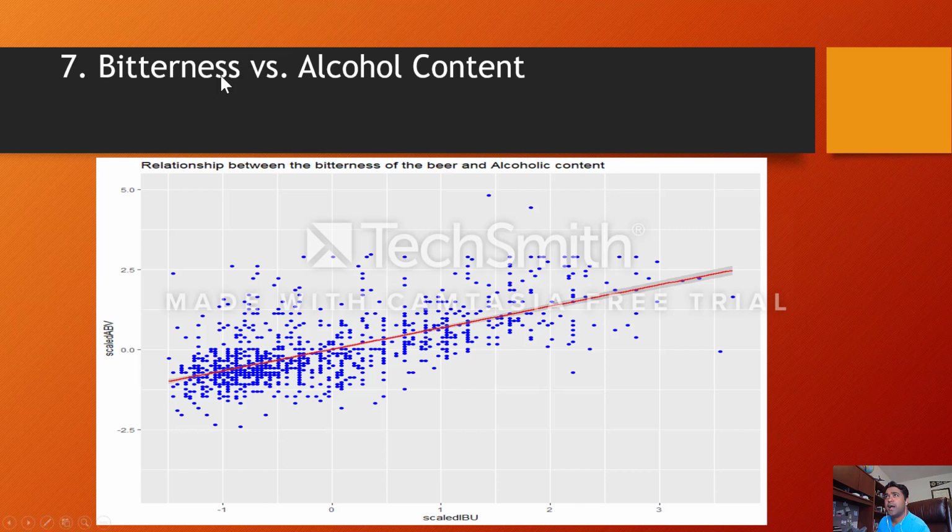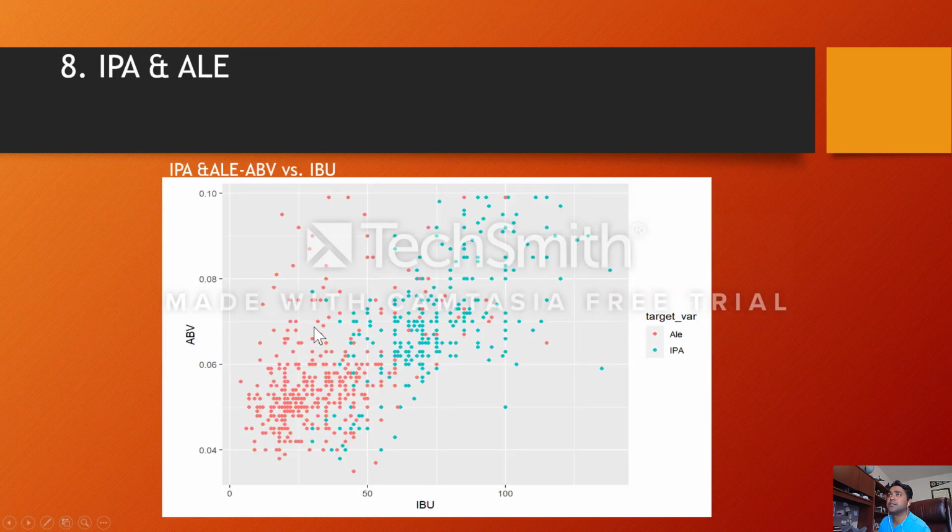Okay, so now we look at trying to find out if there's any relationship between bitterness and alcohol content. Like we see here, there seems to be a positive linear relationship. As the bitterness increases, alcohol content tends to increase as well. A possible explanation for this is that we use hops to increase the bitterness, and the more hops you use, the more the alcohol content goes up as well. So that might be a possible explanation for why there's a positive relationship between bitterness and alcohol content.